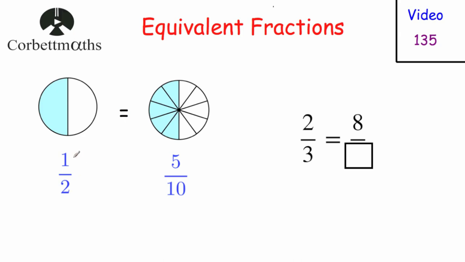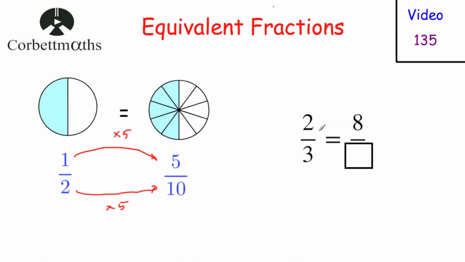As you can see here, if we multiply 1 by 5, we get 5, and if we multiply the denominator of 2 by 5, that's equal to 10. So we've multiplied the numerator by 5, and we've multiplied the denominator by 5, and that's given us an equivalent fraction. It also works for division. If we started with 5/10 and divided by 5 and divided by 5, then you get a half. So for two fractions to be equivalent, the numerators and denominators must be multiplied or divided by the same number.